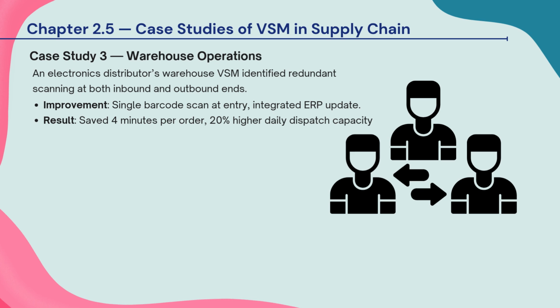This slide presents a case study of warehouse operations improvement using value stream mapping. The distributor identified redundant barcode scanning at both inbound and outbound stages, which caused delays. By implementing a single barcode scan at entry and integrating it with the ERP system, they streamlined the process. As a result, they saved 4 minutes per order and increased daily dispatch capacity by 20%, improving overall warehouse efficiency.